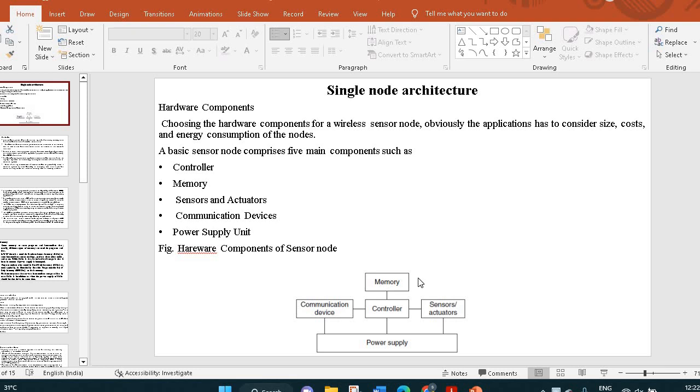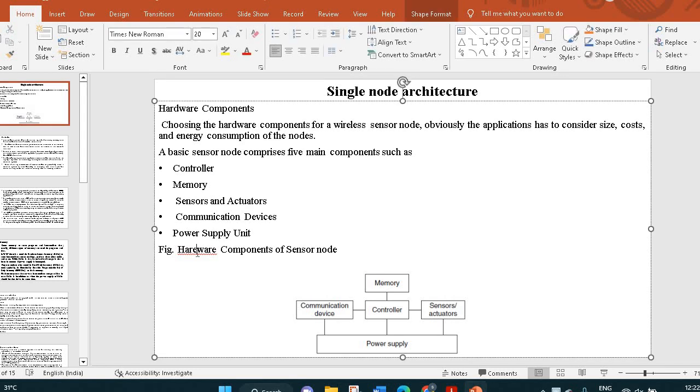Good morning. Today we are going to see the single node architecture. In that one, first we will see the hardware components. Choosing the hardware components for the wireless sensor node, obviously the applications have to consider size, cost and energy consumption of the nodes. A basic sensor node comprises 5 main components: controller, memory, sensors and actuators, communication devices, power supply unit. Figure shows the hardware components of sensor node.